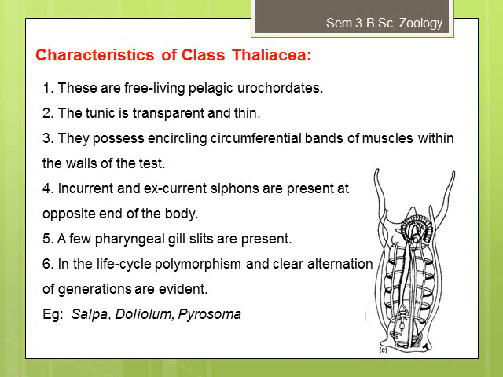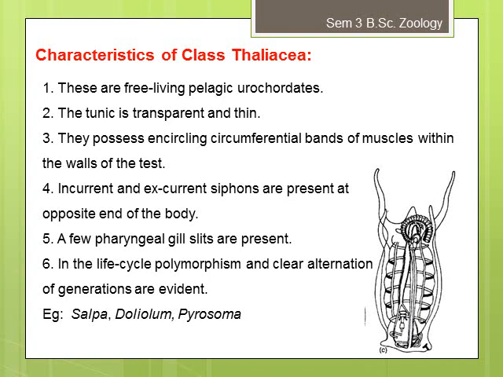Now for the class Thaliacea, unlike Ascidiacea, the adults under Thaliacea are free living and they are pelagic. That is, they move about. They are not fixed. They are found in warm or temperate seas, and both solitary and colonial ones are found. Solitary in the sense single, and colony means many individuals will be found together, and they form a common mass.